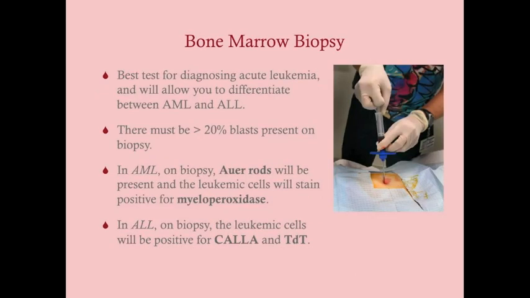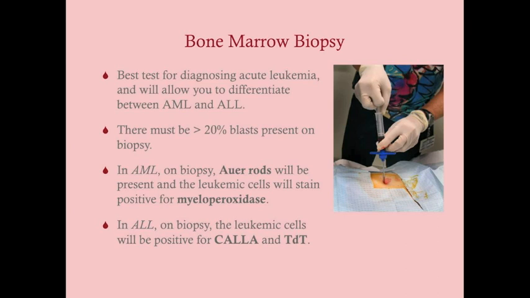So a bone marrow biopsy is, as mentioned, the best test for diagnosing acute leukemia, and it's going to help you differentiate between AML and ALL. By definition, and please remember that Step 2 and Step 3 are not cytology, biopsy, pathology tests. You're not going to have to look at a slide of bone marrow, but you do need to remember some basics about what the biopsy says.